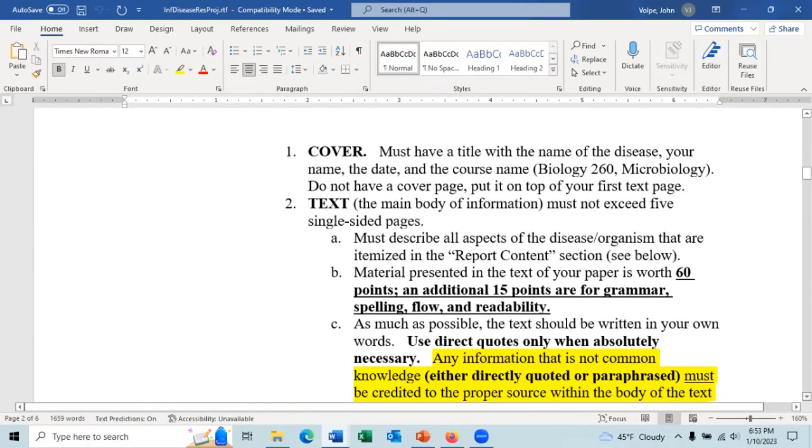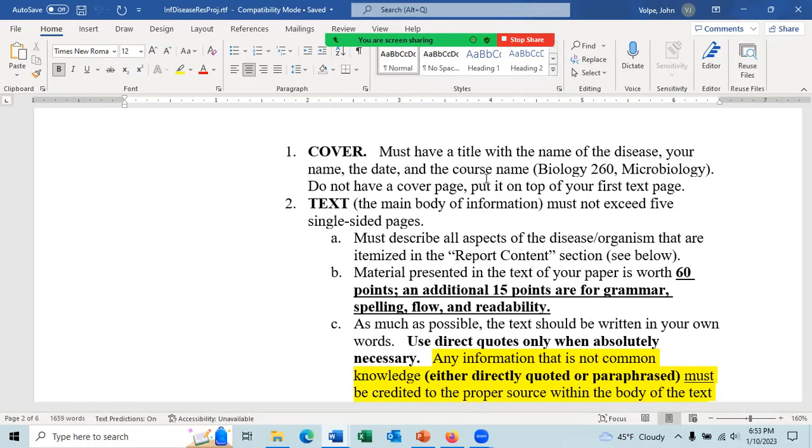Okay, thank you. It must have the cover information, but I don't want a cover page. Just put the cover information like the title, the name of the disease, your name, the date, the course name. Just put that on the same page as the first page of your text for your project. Okay, so don't use a cover page. It just takes up extra space if you do. I won't print it out, so I won't be terribly mad, but you won't get full points if you don't do the cover page right. And that's only worth 1 point.